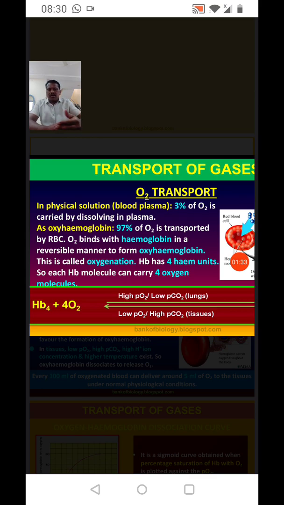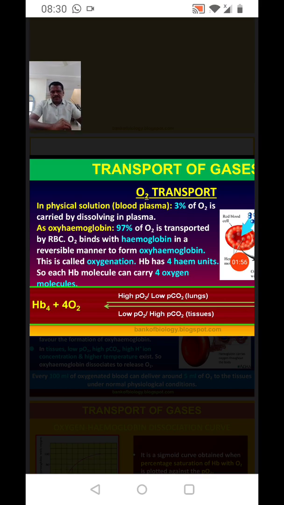And what happens after diffusion of oxygen into the blood? The diffused oxygen will be transported to the tissues by the blood. This is oxygen transport.